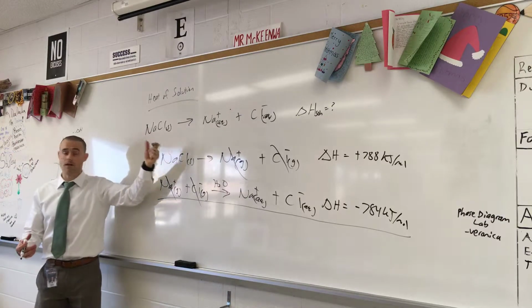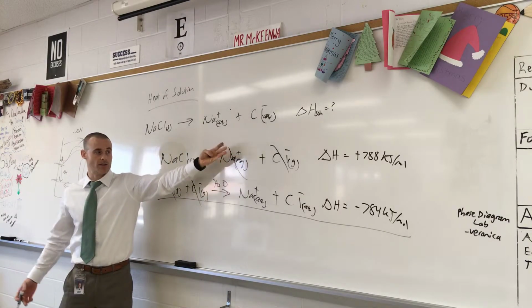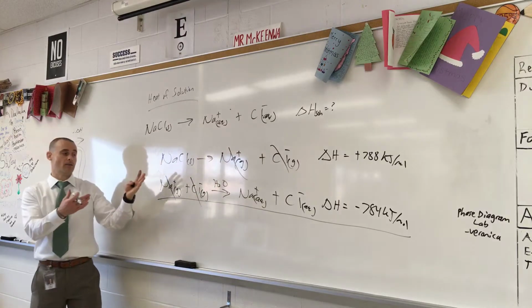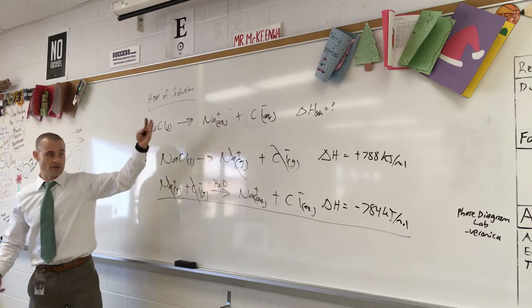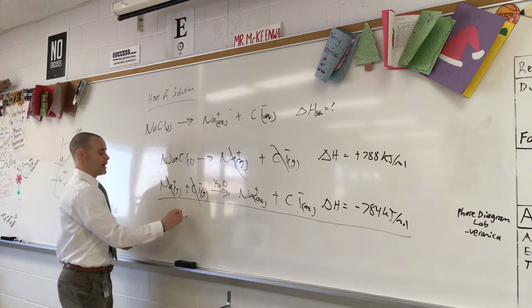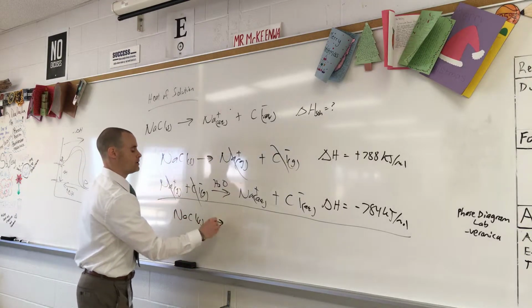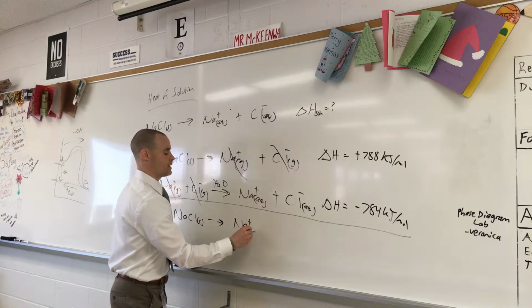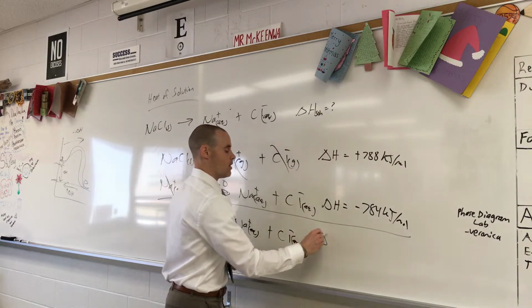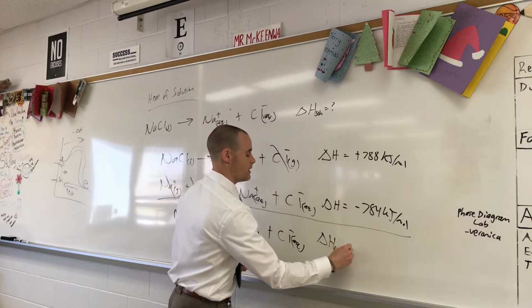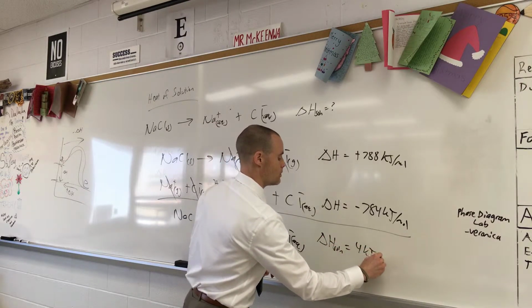In order to dissolve salt, first you have to rip it apart. Well, what's the energy associated with that? Well, then you have to form those attractive forces. Well, what's the energy with that? And then you just add them together. So you get NaCl solid dissociating, and you get Na+ aq and Cl- aq. And the overall delta H of the solution is 4 kilojoules per mole.